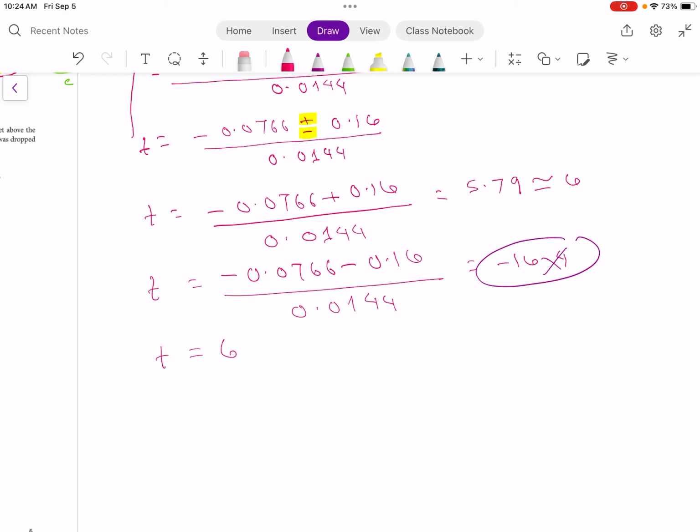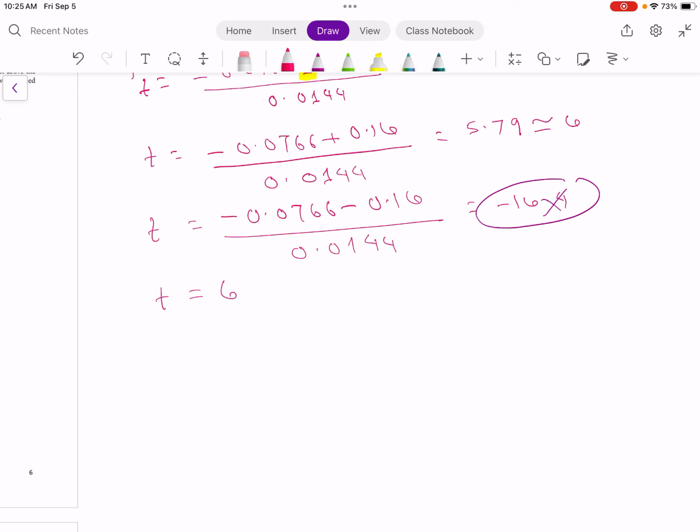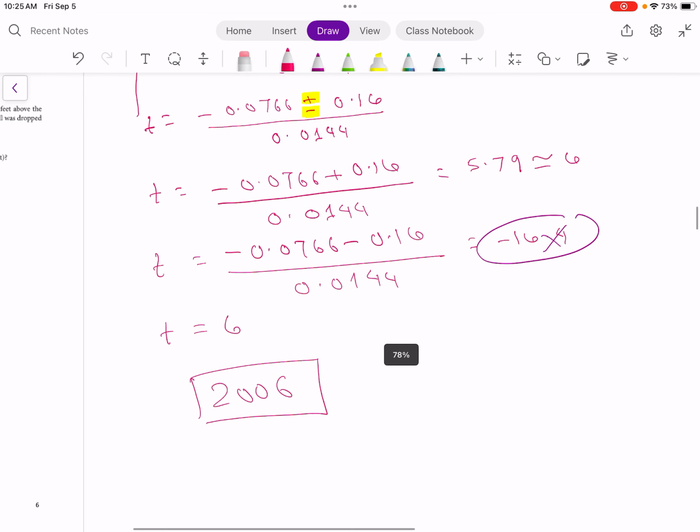Now, can you find what year this is? We defined our t as a number of years since 2000. So if t is 6, what will be that year? The year will be 2006, right? So t equals 6 means 2000 plus 6. So 2006 is the year where the mobility rate will be 12%.